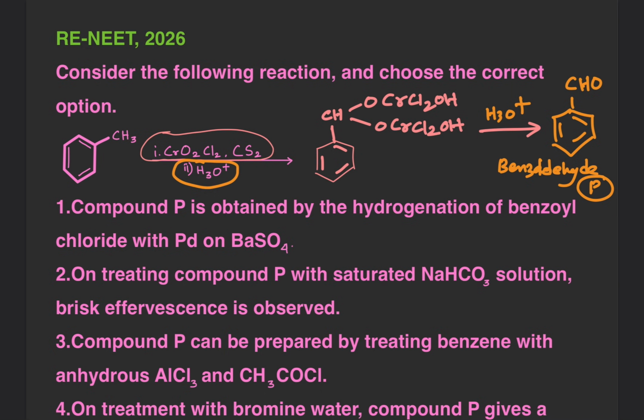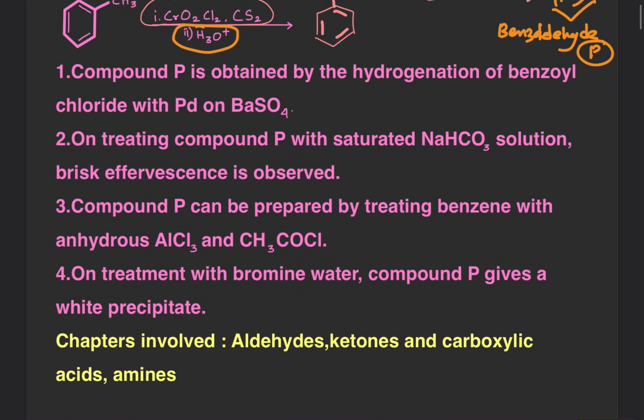Okay, and this is the famous Etard reaction. This whole reaction is the Etard reaction, and it is a method of preparation of aromatic aldehydes. That is, in the end we get aromatic aldehydes from aromatic hydrocarbons. So we started with the aromatic hydrocarbon toluene. Okay, so let's look into the options one by one.